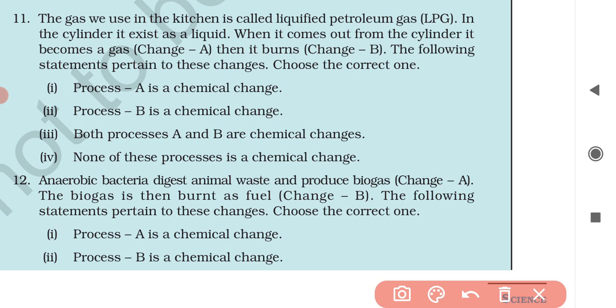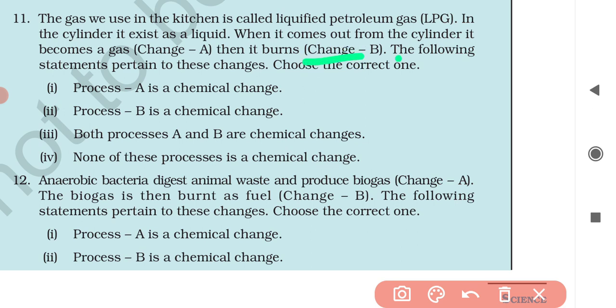Then when the LPG gas is burned, some new substances will be formed. Carbon dioxide is the main one, because liquefied petroleum gas contains some carbon compound, and when the carbon compound is burned, it will produce carbon dioxide gas. So carbon dioxide gas will be formed here. New substances will be formed here.